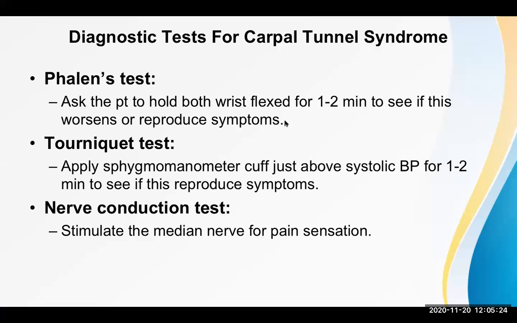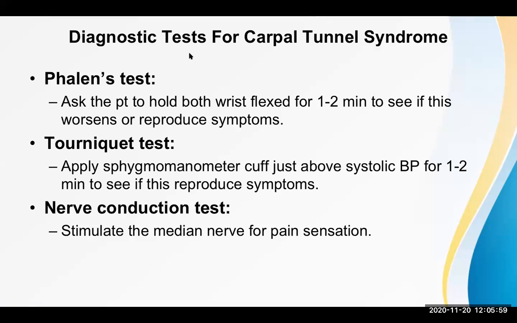So what we ask the patient to do is just flex both wrists for 1 to 2 minutes. On the side where there is carpal tunnel syndrome, there is more compression of the median nerve than on the other side. As a result, whatever symptoms the patient is already having become worse. Or if the patient is not having any symptoms till now, the symptoms will be produced. This is called reproduction of the symptoms. This is called Phalen's test.